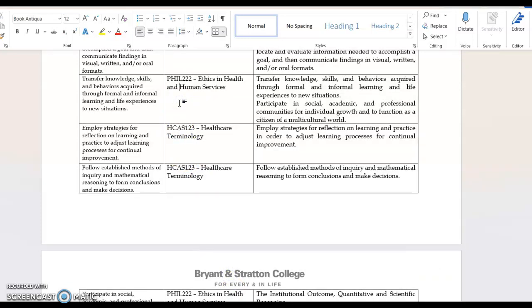Employ strategies for reflection on learning and practice to adjust learning processes for continual improvement would be the HCAS 123 Healthcare Terminology. Employ strategies for reflection on learning and practice in order to adjust learning processes for continual improvement. Follow established methods of inquiry and mathematical reasoning to form conclusions and make decisions would be HCAS 123, Healthcare Terminology. Follow established methods of inquiry and mathematical reasoning to form conclusions and make decisions.